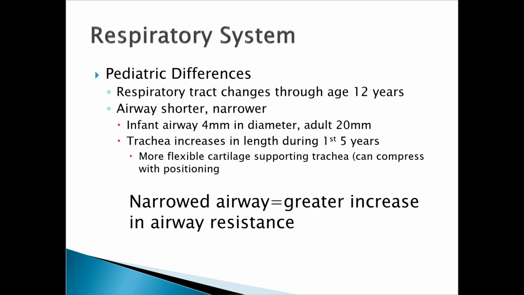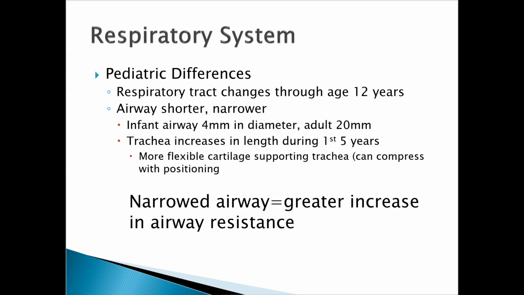Pediatric differences in the airway. The respiratory tract changes and grows throughout 12 years of age. The airway is extremely small. It is shorter and narrower, and if you think about it, the neck is also much shorter and narrower than in adults. The infant airway is only 4 millimeters in diameter, and the adult's airway is about 20 millimeters in diameter.